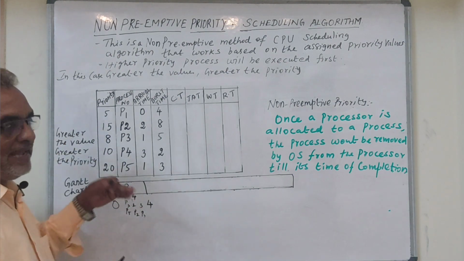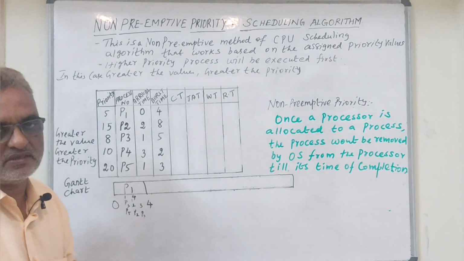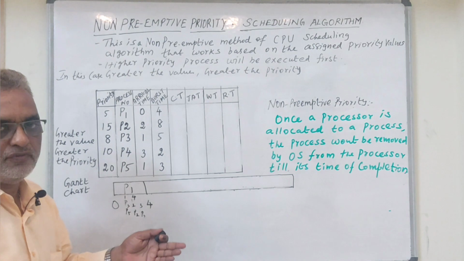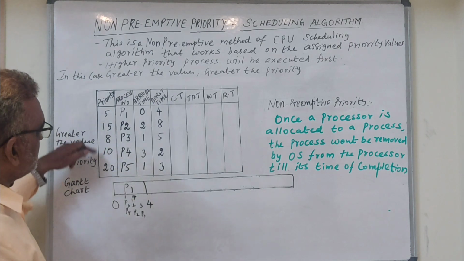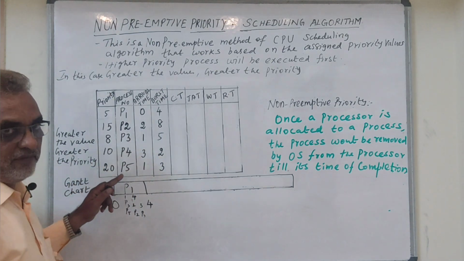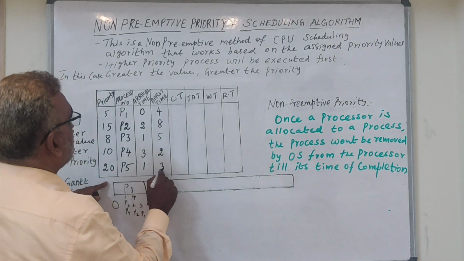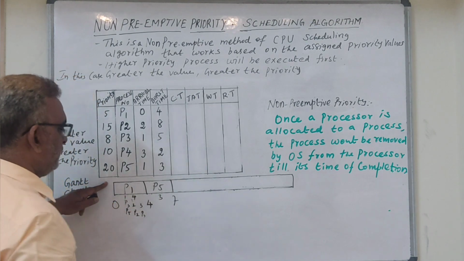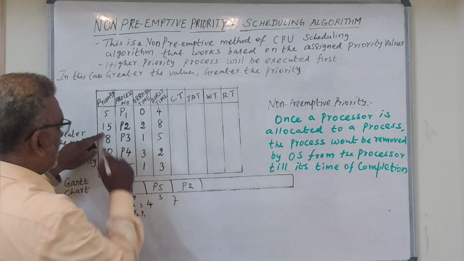Now based on the assigned priority value, we have to schedule the processes. Which process will be scheduled first? It depends upon the value of the assigned priority. Leaving aside P1, among the remaining 4 jobs the highest priority value is P5. So P5 will be scheduled, which requires 3 milliseconds of burst time. So 4 plus 3, that is 7. P5 is over.